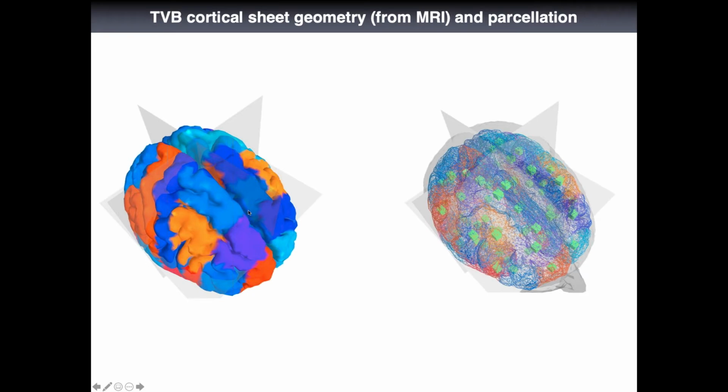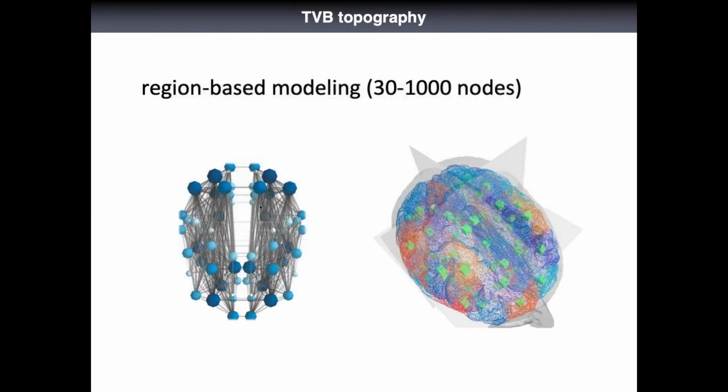There are several atlases out there, some of them based mostly on structural differences of the brain regions. Some others also take into consideration functional elements. Now, based on this topography, we can have at least two ways, or actually two ways, to model the brain.